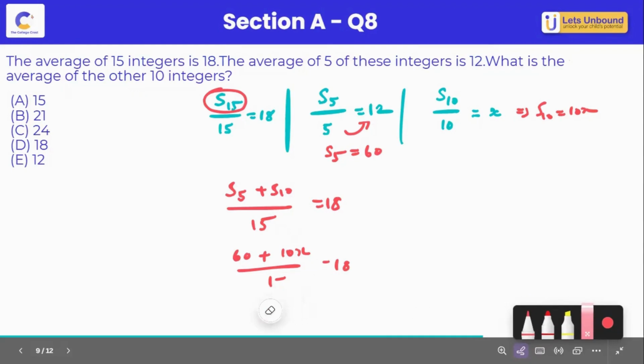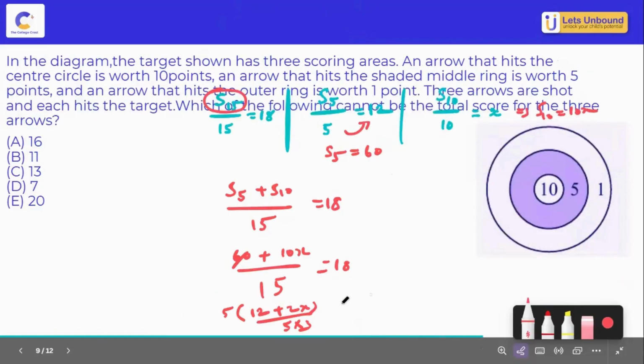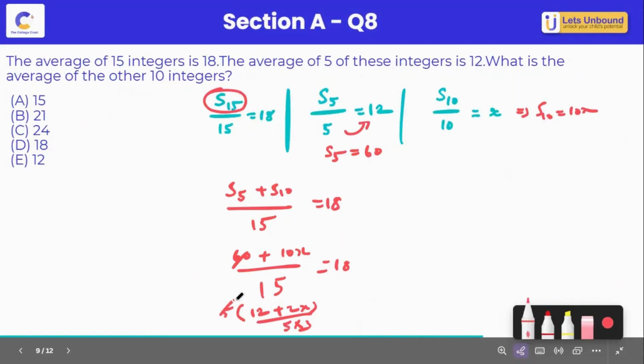Pi table, that's easy to simplify, right? So 15 and like you can take 5 common out here, and it's 12 plus 2x divided by 15. You can write 5 into 3, 5 cancelled. I'm sorry. 5 will get cancelled, and that's equal to 18.